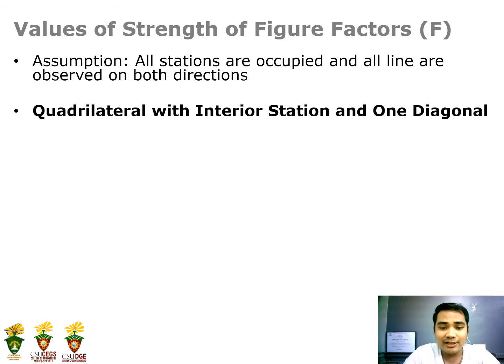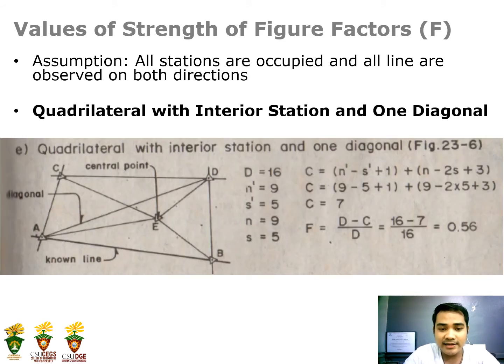Another one is the quadrilateral with interior station and one diagonal. So that is the form of the figure. From this figure, we can say that D is equal to 16, N prime is equal to 9, S prime is equal to 5, N is equal to 9, and S is equal to 5. Using the formula to get C and substituting these values, we can have C equal to 7. To get the strength of figure factor, we use the formula D minus C over D. Substitute: 16 minus 7 over 16, that is equal to 0.56.